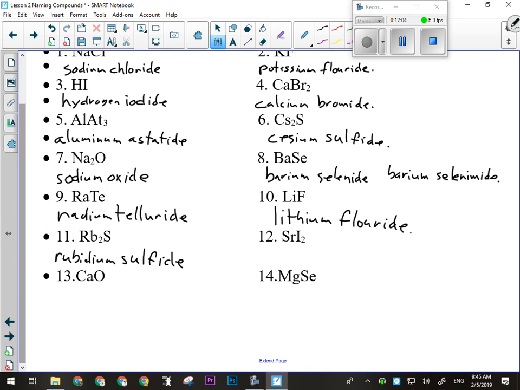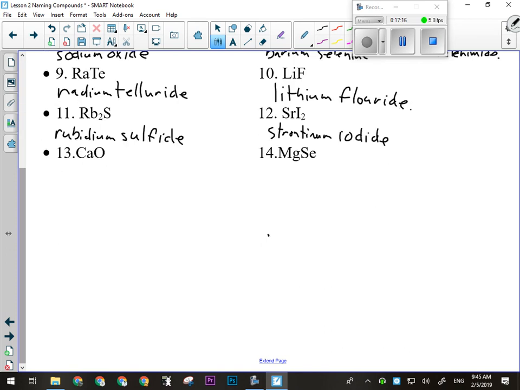Okay, for number 12, strontium with iodine. So strontium iodide. Okay, and for number 13, we have calcium and oxygen. So this will be calcium oxide. And then for 14, we've got magnesium with selenium. So this will be magnesium selenide or selenamide. Either way is fine. Okay. Questions on any of those?